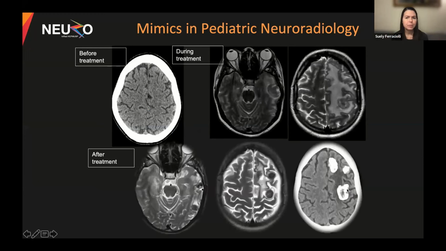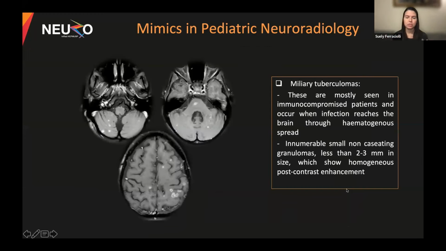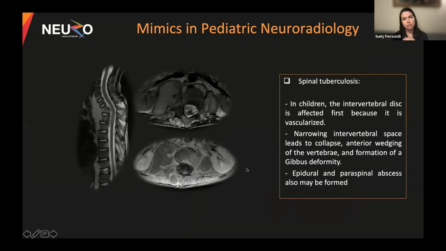So after treatment, they may also show these really calcified lesions. The miliary one, also the miliary tuberculomas, we need to think about that in the differential diagnosis of neoplastic disease. And you may also have the involvement of the spine and of the medulla. And with that, you can think of many myelitis that may be the differential diagnosis.